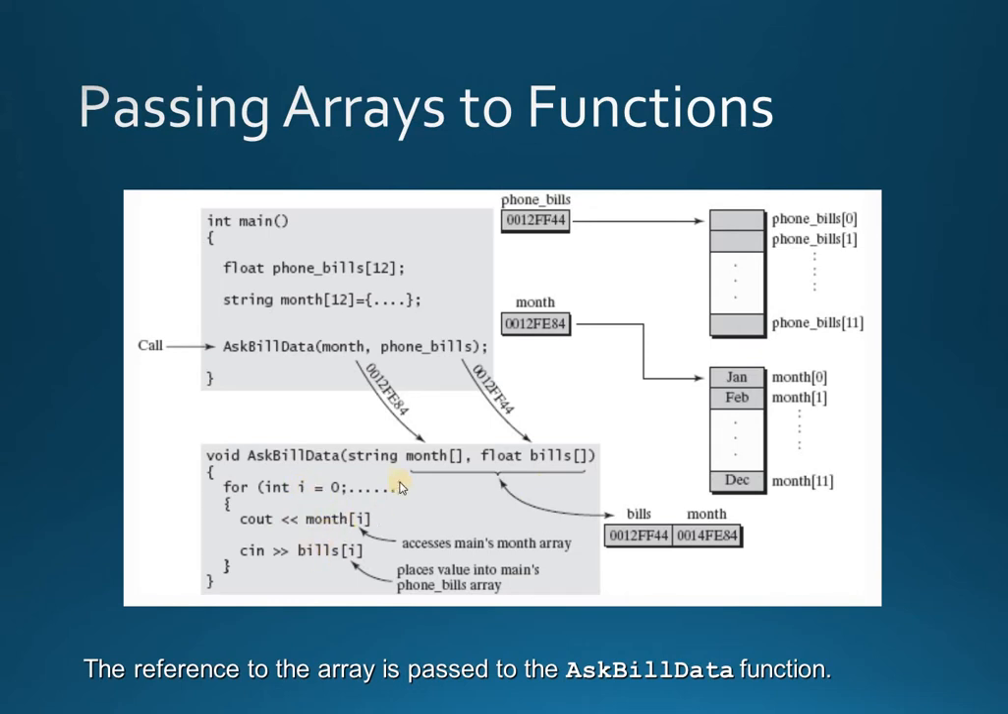We use the array using whatever the local variables are here in the function. We write out the month and then allow the user to type in the amount of the bill for each month. And it's assigned. The bills will be assigned into the array, which will immediately be in the array in main.